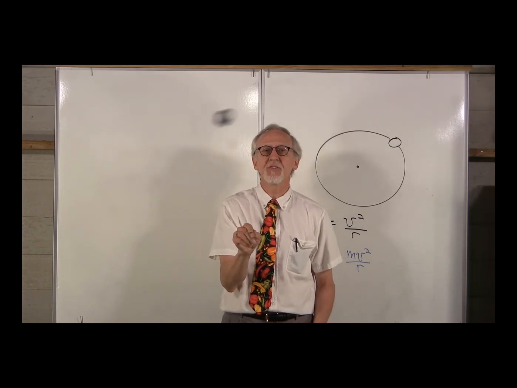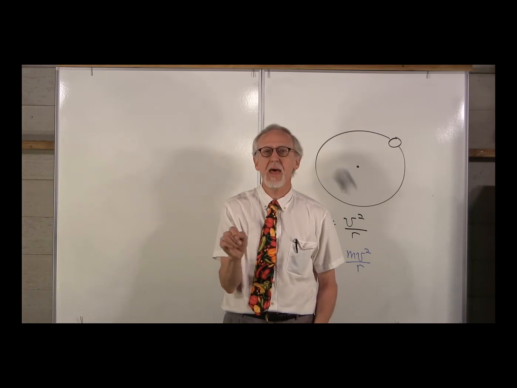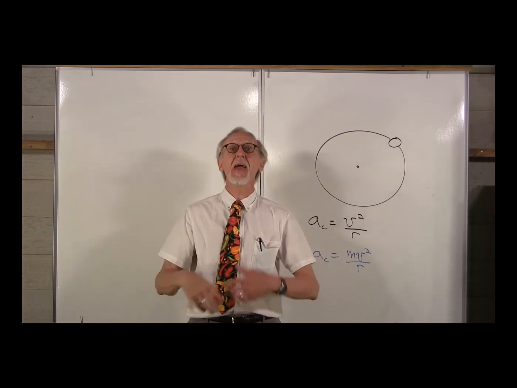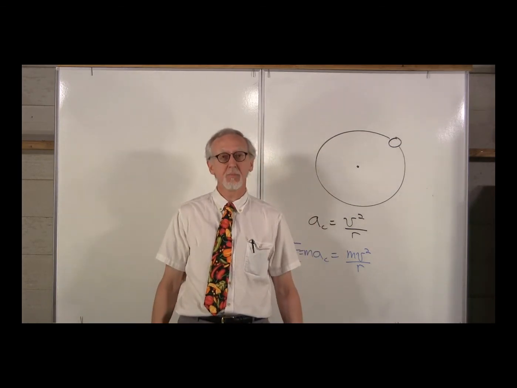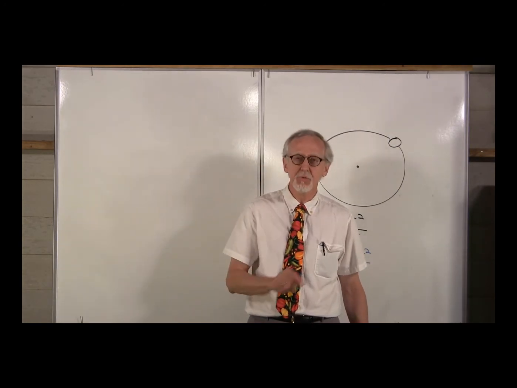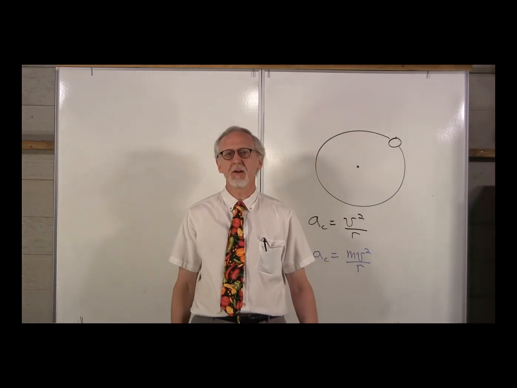If that string were to suddenly break or to suddenly stop exerting tension, what would happen? The object flies off and we do not have uniform circular motion anymore. It's that string that keeps the object moving in the circle. Very good. Let's stick some numbers in here.